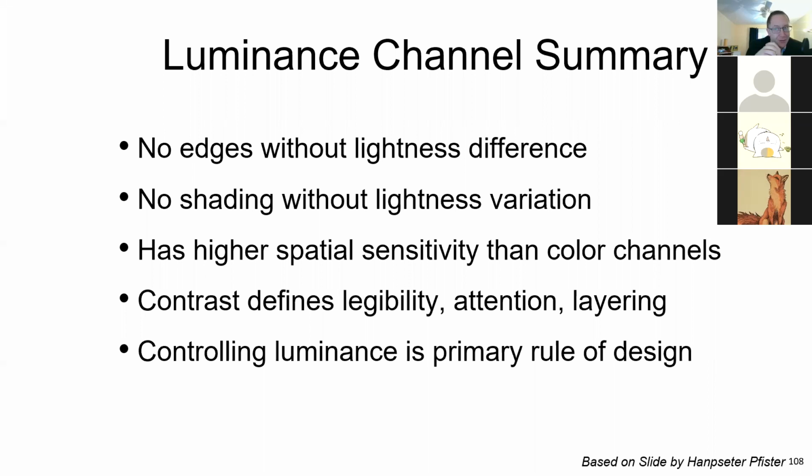Really, you can get a lot of convolution there as well. We have higher spatial sensitivity than color for them. The luminance, the brightness, has a higher spatial sensitivity than the color channels. So in terms of yellow versus green, we don't see that very well. In terms of bright versus dark, we see that really well in three-dimensional space. We know exactly where it is located in space. Contrast defines legibility, attention, and layering. So how I can see one thing stacked on top of the other one, how I can read text.